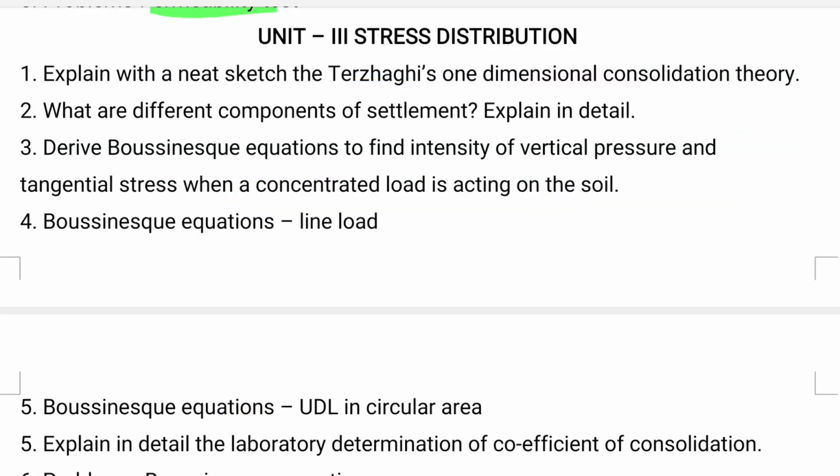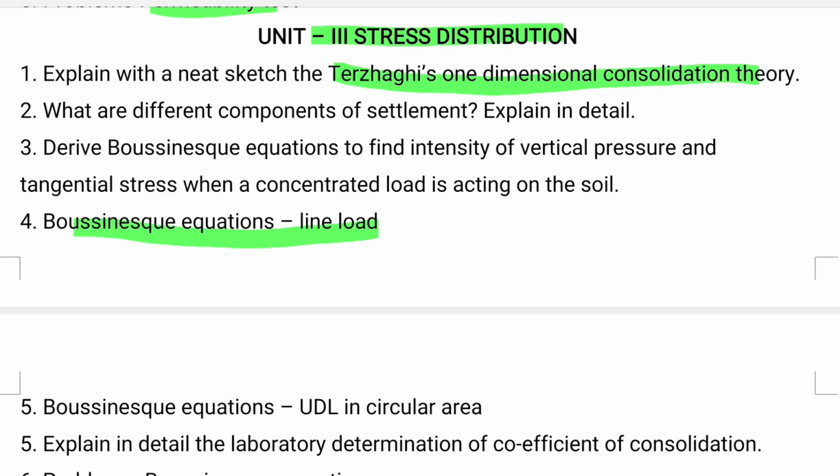So the next thing is the third unit, that is stress distribution. In this stress distribution, the major important question is Terzaghi one-dimensional consolidation theory. So that is the most important question. And then the second question is Boussinesq's equation, for which there are 4 types of load: line load, then uniformly loaded circular area, then point load, then uniformly loaded rectangular area. So there are 4 questions, and in those 4 questions, definitely 1 question will come, otherwise the problem will come.